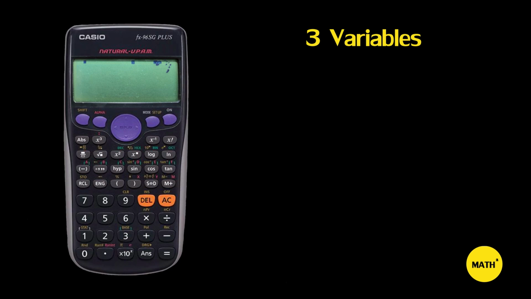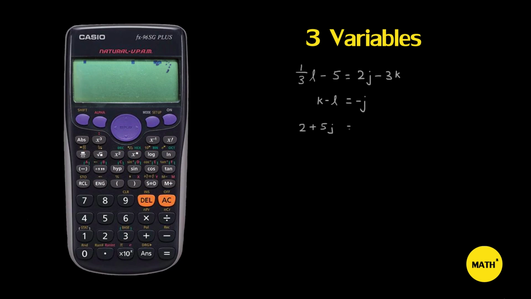For this section, I will go through how to solve simultaneous equations involving 3 variables using a calculator. The method is exactly the same as what we discussed earlier in solving simultaneous equations that contain 2 variables. The only difference is that now we have one more variable to solve, which means we will be dealing with 3 equations instead of 2. Let's delve into an example.